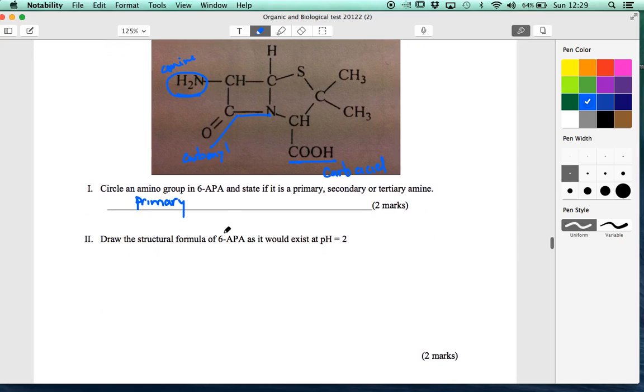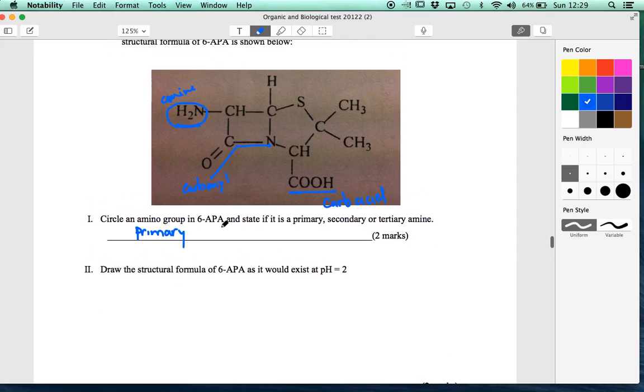Draw the structural formula of 6-APA as it would exist at pH equal to 2. Let's have a look at this now. So what's going to happen here at pH equaling 2? We're going to get the zwitterion form. We're going to keep adding H pluses. So if we add an H plus, what are we going to get? Well, that's an acid, so nothing's going to happen. These have nothing to do with acid-base.